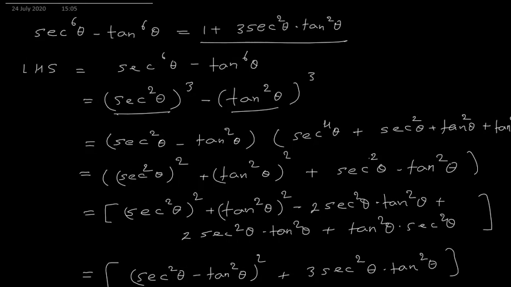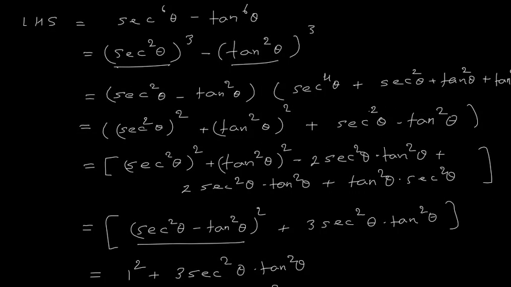Have you understood? Sec power 6 theta minus tan power 6 theta. What have we done? We first write this in the form of a cube minus b cube. Then we apply the formula of a cube minus b cube, which is a minus b into a square plus ab plus b square. Then this first bracket, which is a minus b, that is sec square theta minus tan square theta, becomes 1. And the second bracket, which is sec power 4 theta plus sec square theta tan square theta plus tan power 4 theta, we simplify that.